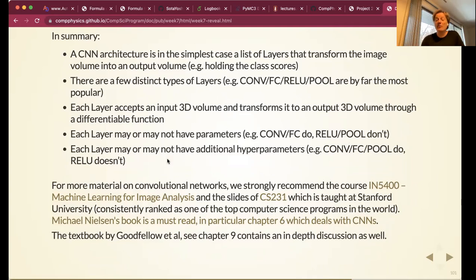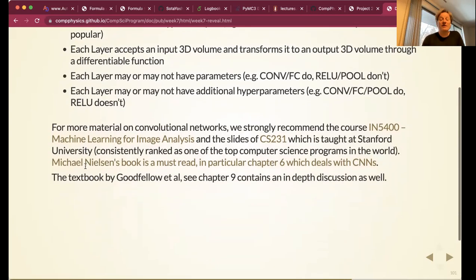And each layer may or may not have additional hyperparameters. The convolutional layer and the pooling layer can have hyperparameters, but the ReLU layer, where you simply produce an output with an activation function, does not have additional hyperparameters.